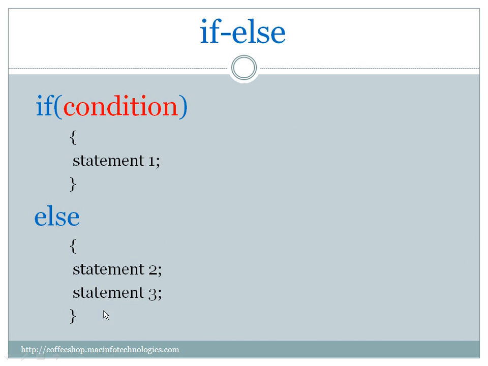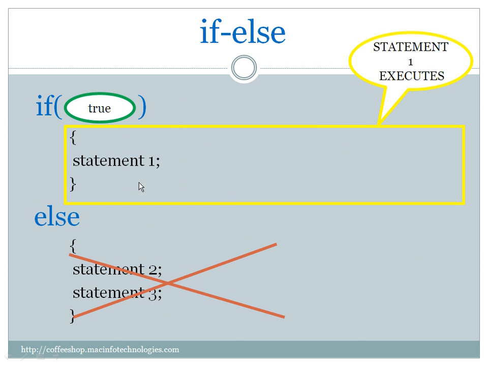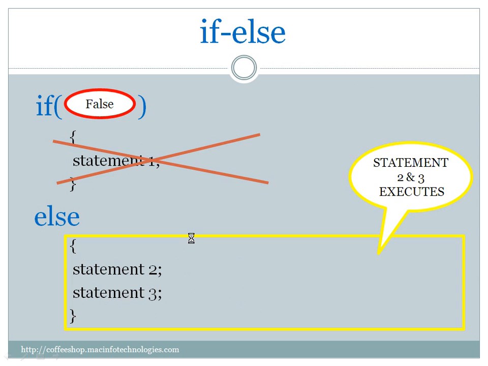we can put them into curly braces. Now if the condition is true, statement 1, the if block, executes and the else block statements 2 and 3 will be skipped. If the condition is false, statement 1 is skipped and statements 2 and 3 will be executed. Now we can see that statement 3 is executed only when the condition is false. So we have to be careful.